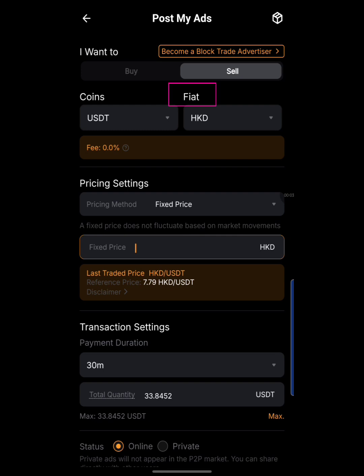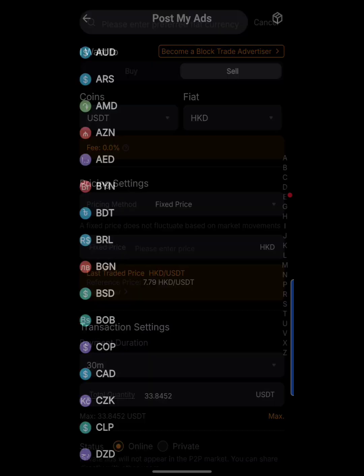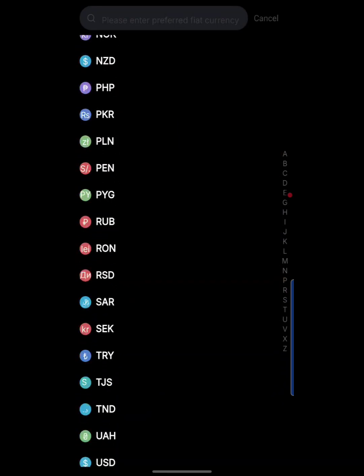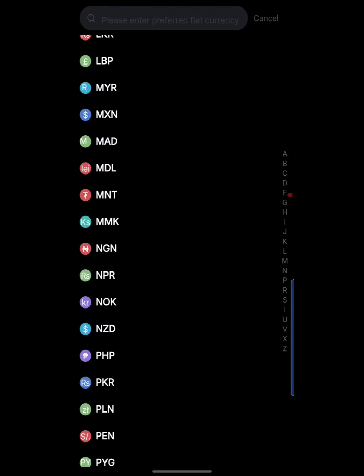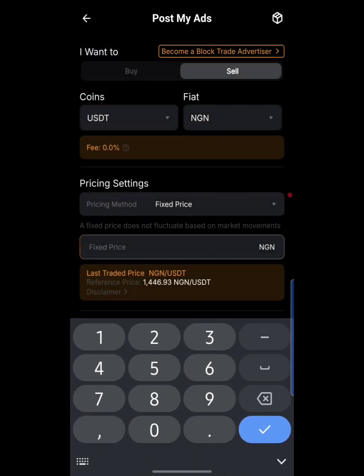And over here that is fiat. My fiat is actually NGN because I'm currently in Nigeria and my local currency is the Nigerian naira. So I'm going to hit on this place right here and just scroll down to find NGN, guys. So this is NGN right here, so I'm going to hit on NGN. If you're not in Nigeria, you can also select your local currency, which is your fiat currency, right here, just like I did mine right now.